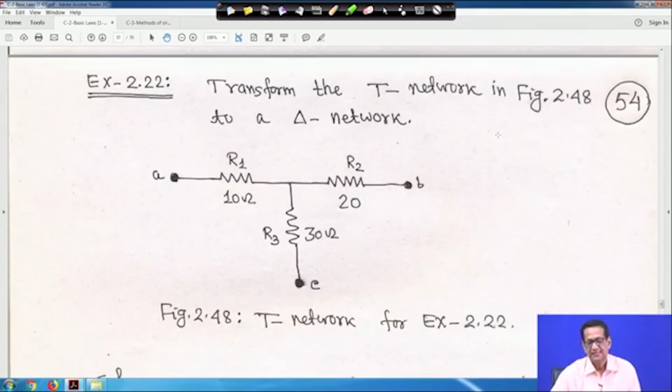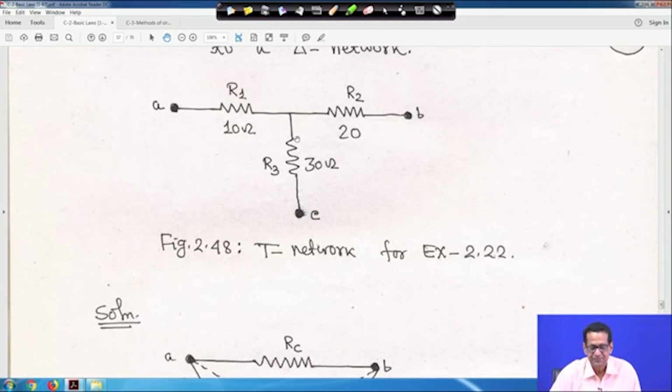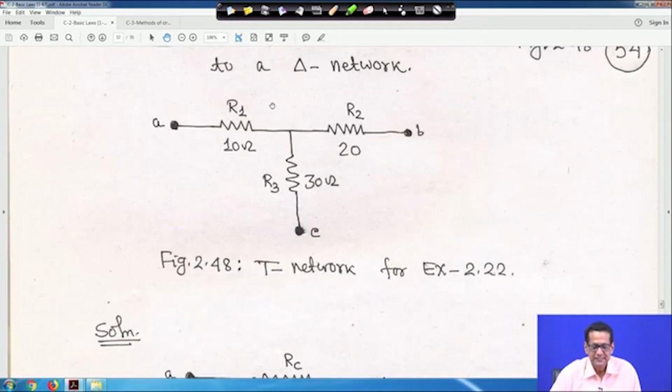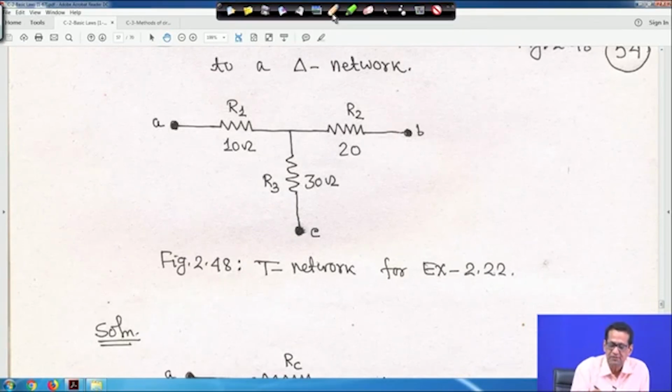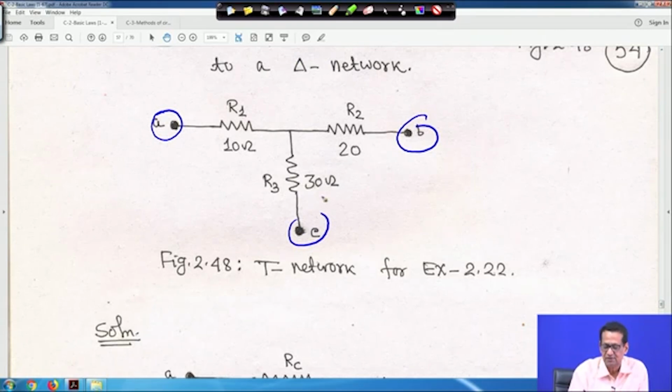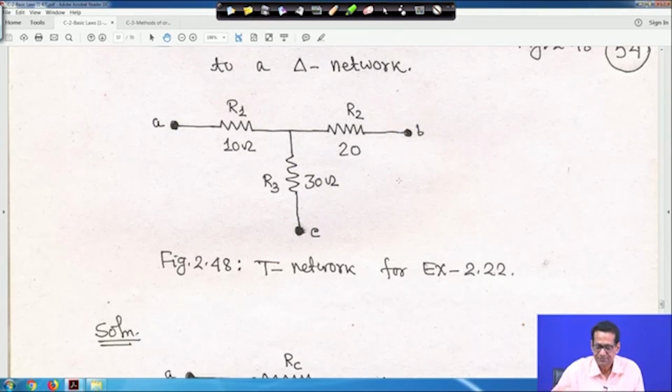Right. Now, another thing is to transform the T network. T means it is a star network, right. So, transform the T network in figure 48 to a delta network. So, it is a star, right. So, making it delta. This is A, B and C, right. This is a T network, or star network, with R1, R2 and R3 given as 10, 20 and 30 ohm, right. Now, we are trying to make it delta.